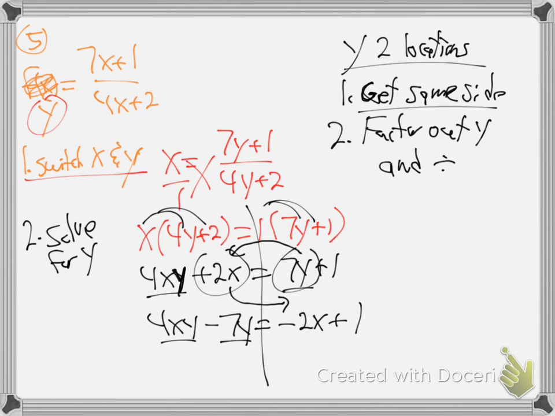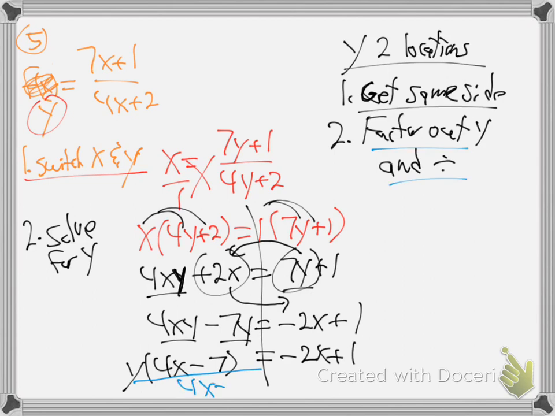And then, remember, trying to get y alone. How do you get that y alone? Factor it out. See what I mean? See how we factored it out? And last step to get y alone, factor out and divide. Divide by 4x minus 7. Boom. There it is.